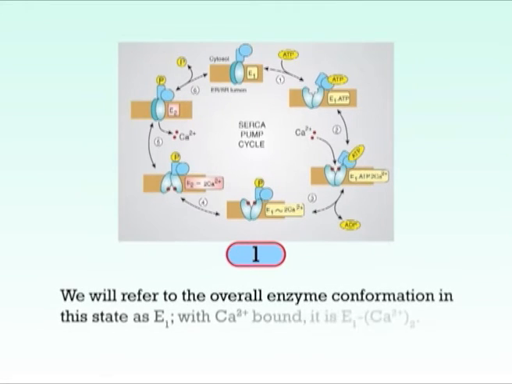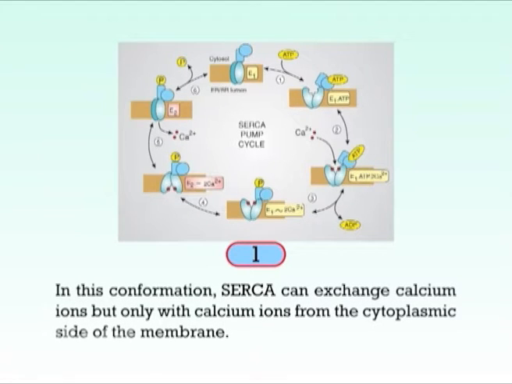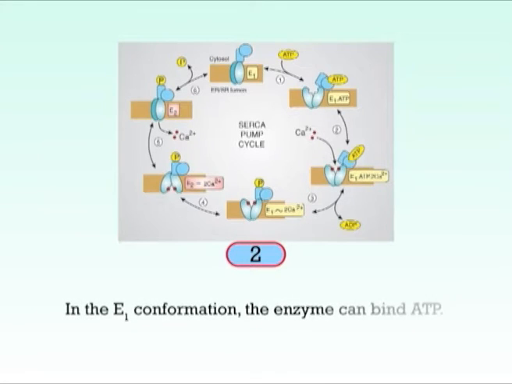We will refer to the overall enzyme conformation in this state as E1. With calcium bound, it is E1CA. In this conformation, SERCA can exchange calcium ions, but only with calcium ions from the cytoplasmic side of the membrane. In the E1 conformation, the enzyme can bind ATP.